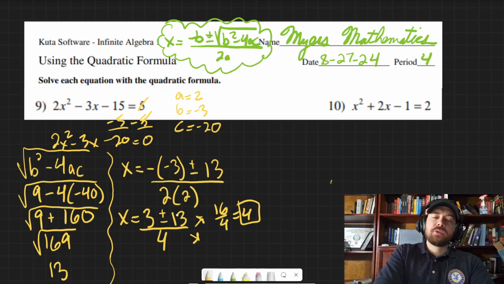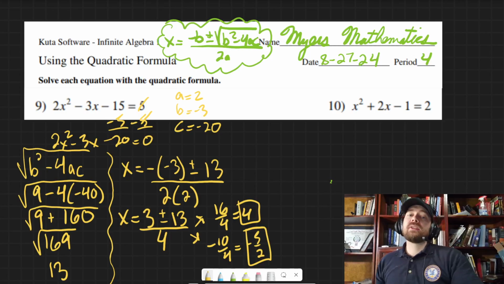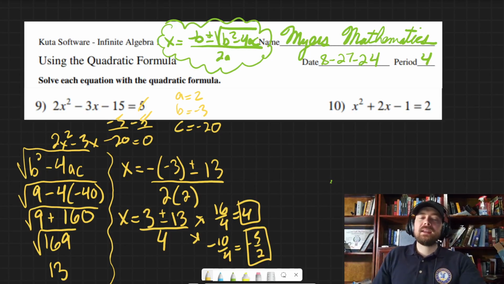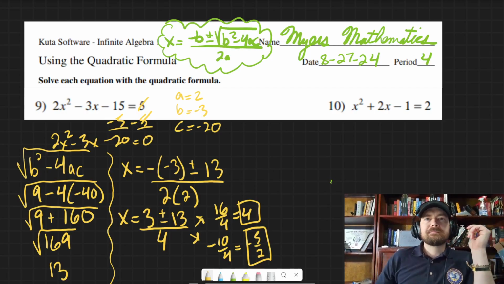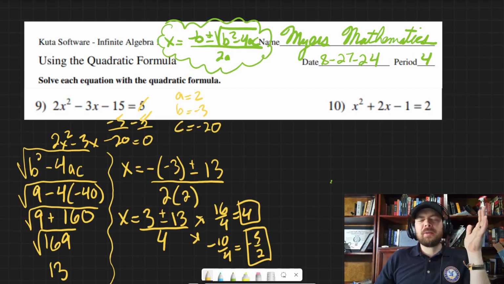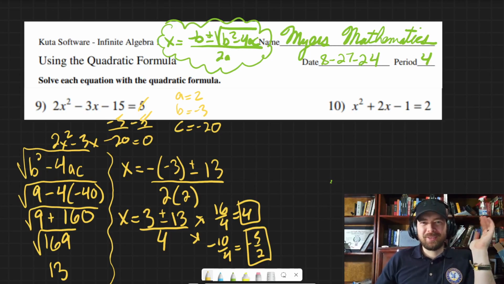All right. 3 minus 13 would be negative 10 fourths, which is negative 5 halves. Do both of those answers work? Well, you can plug them back in to check, or you can factor it. There we go. I was blanking on what factor it was called for a second.